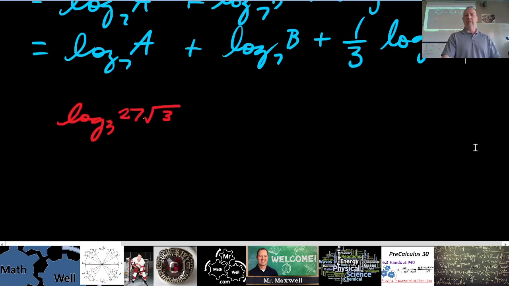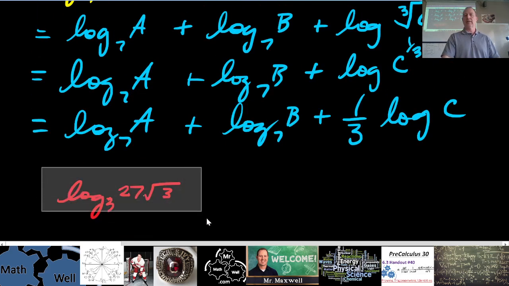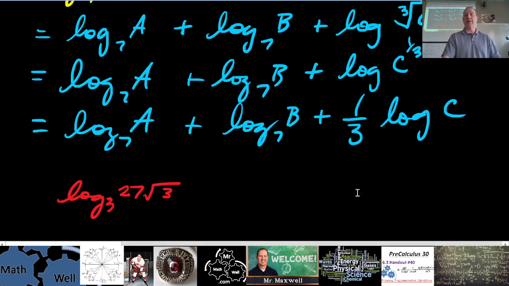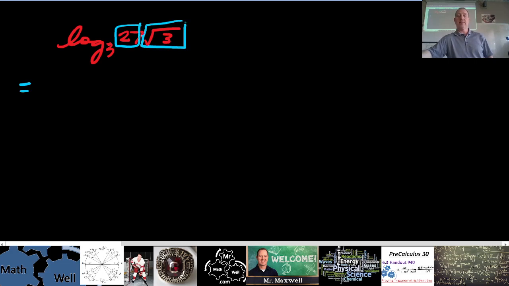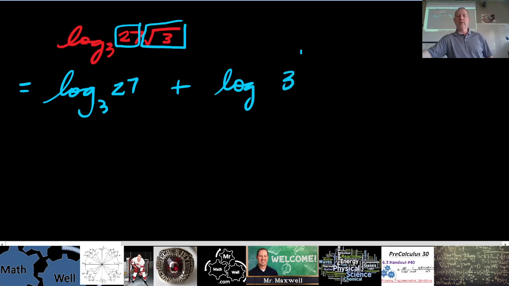Okay, now how can I do the same thing to break this down a little bit and solve this possibly without a calculator? Well, if you're asked to solve this without a calculator, you would use the rules. So using these rules, this is going to be 27 times root 3, and root 3 I can rewrite as 3 to the power 1/2. So I'm going to go log of 27 base 3 plus log of, now square root of 3 is 3 to the 1/2, base 3.